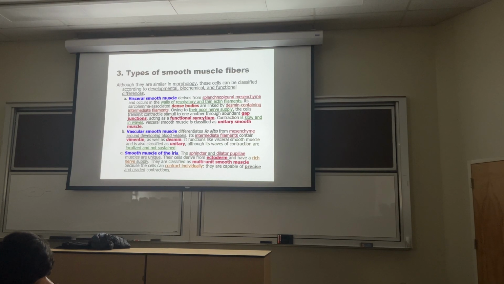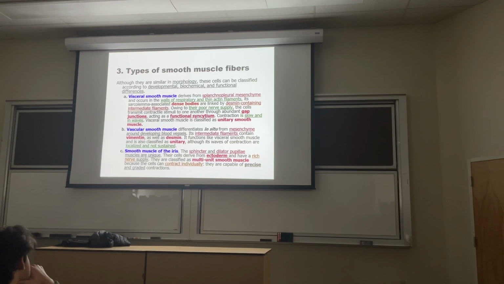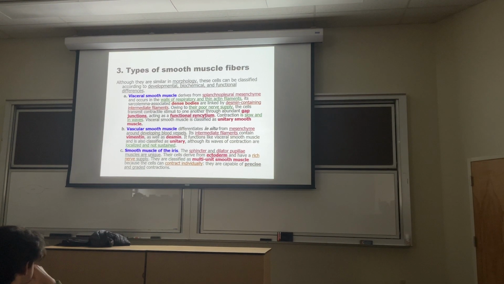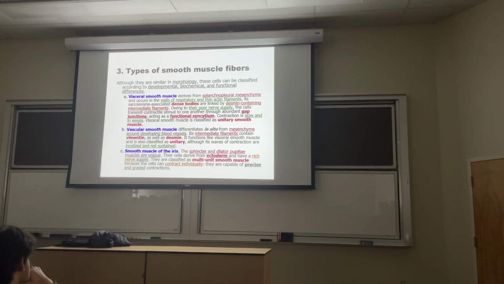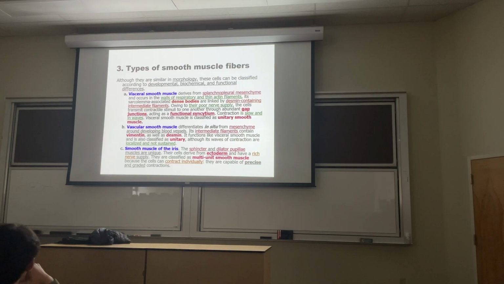This is called the single unit or unitary smooth muscle, and so is the vascular. The multi-unit is in the iris. So this is kind of what we have here. Now the vascular smooth muscle, it differentiates in situ, just means in place, from mesenchyme. Again, the first 2 are mesoderm derived, and they come from mesenchyme and then on into maturity. And this vascular smooth muscle is in the walls of most of our blood vessels.